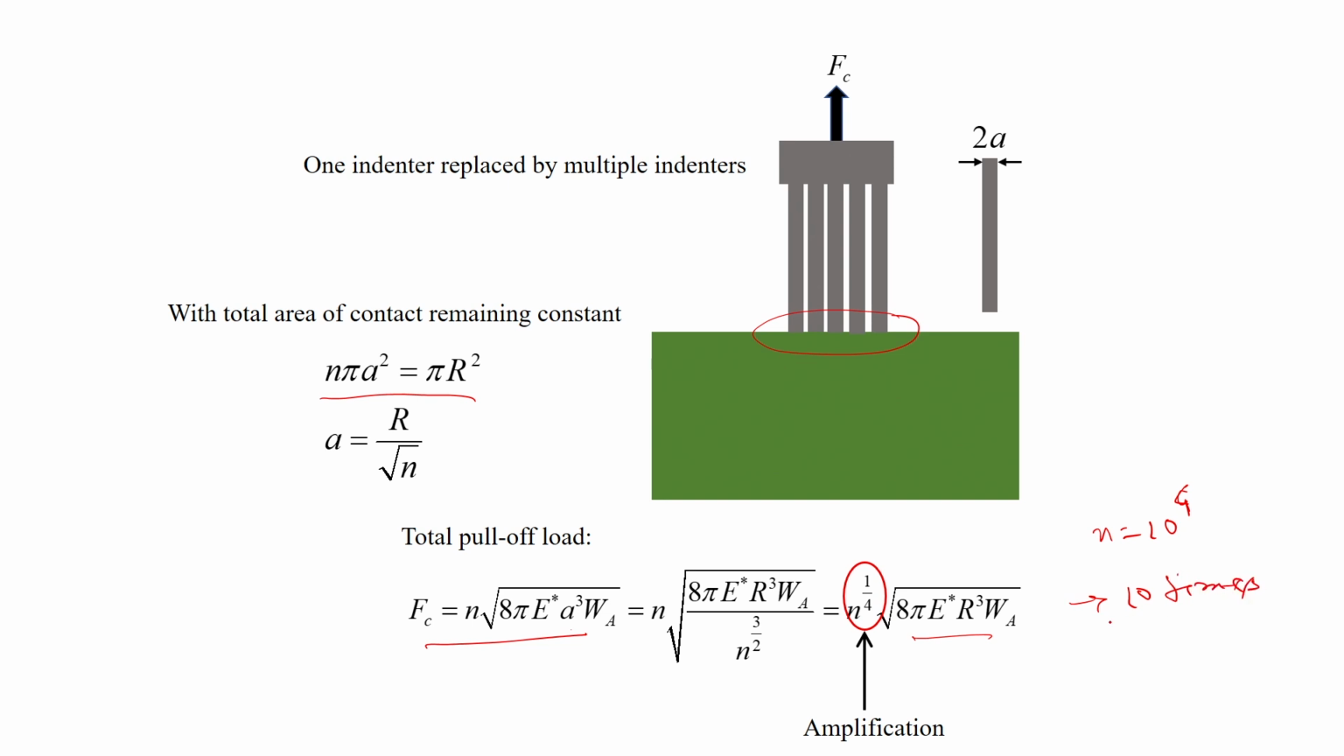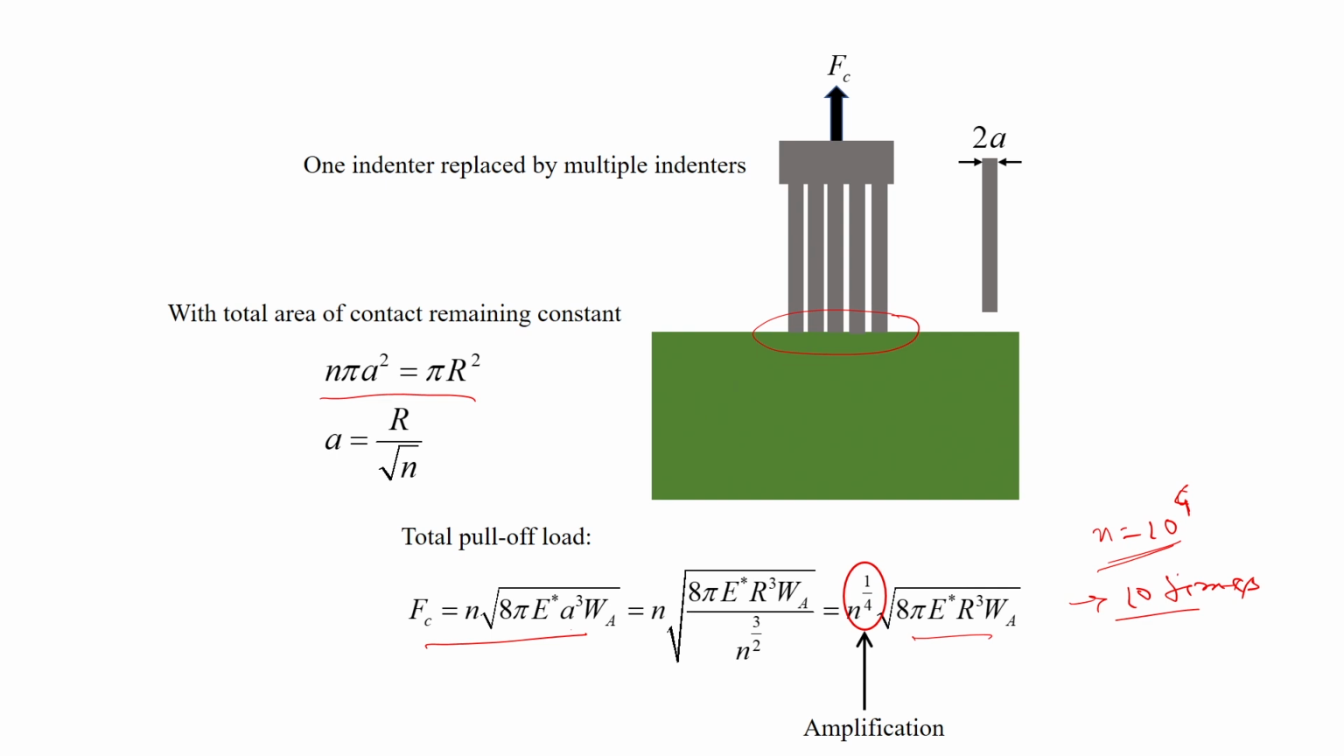Instead of 1, keeping the total area constant, if I can increase the number of indenters, that means making the indenter diameter smaller such that n goes to 10 to the power 4, then the Fc will increase by 10 times. That is not small.